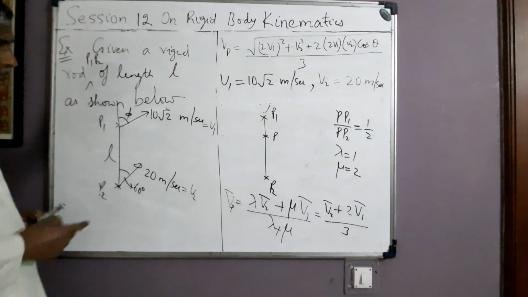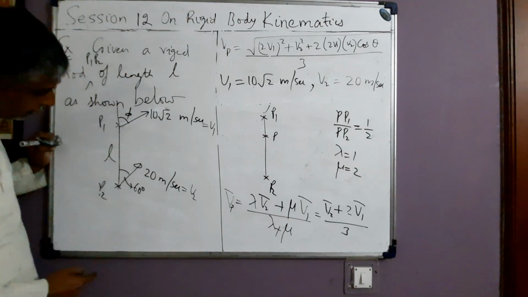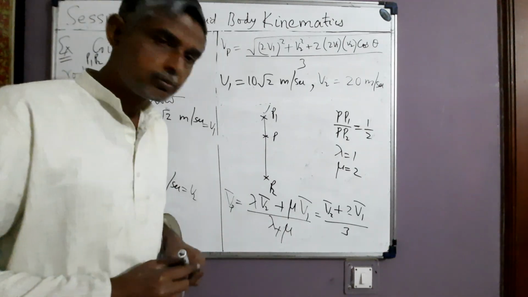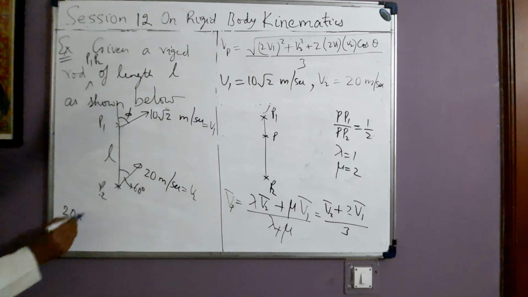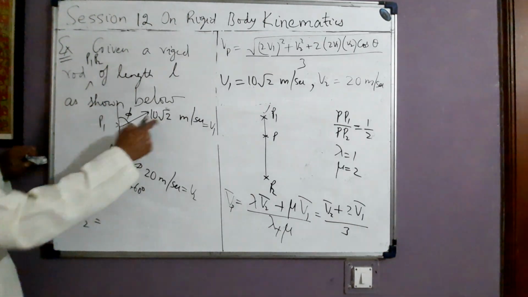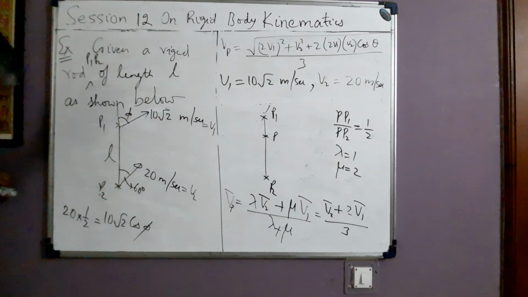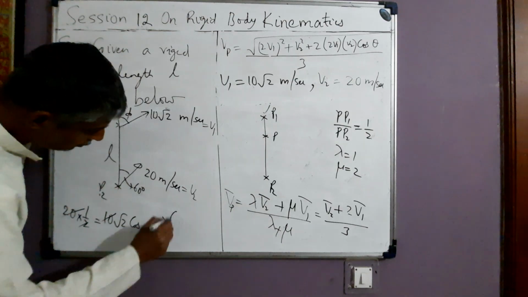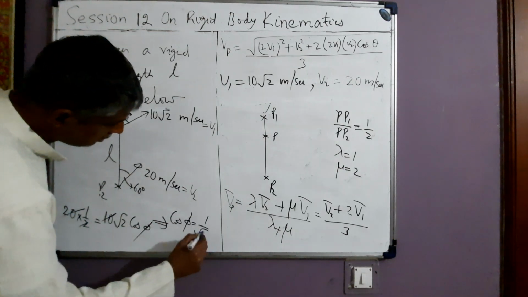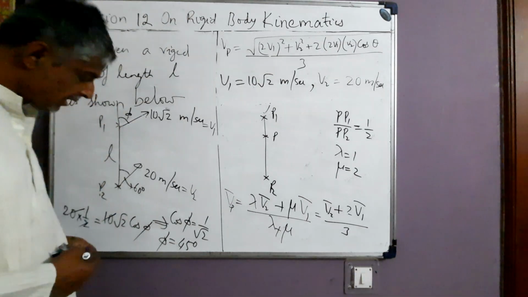Phi we find by a similar method. Rod P1 P2 is of constant length. So the components of velocities of P1 and P2 along the rod are equal in magnitude and direction both. So the component of 20 along this line is 20 cos 60 degree, 20 into half. The component of this along the rod is 10 root 2 cos phi. In this, 20 by 2 is 10, this 10 they cancel out. So cos phi becomes 1 by root 2, so phi becomes equal to 45 degree.